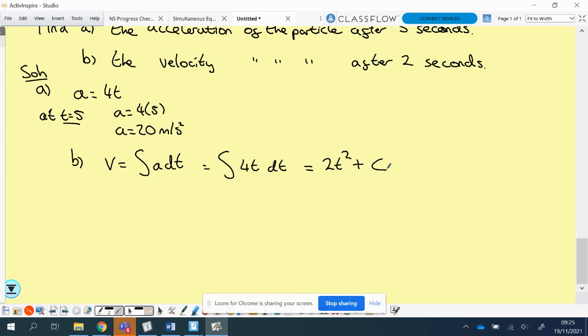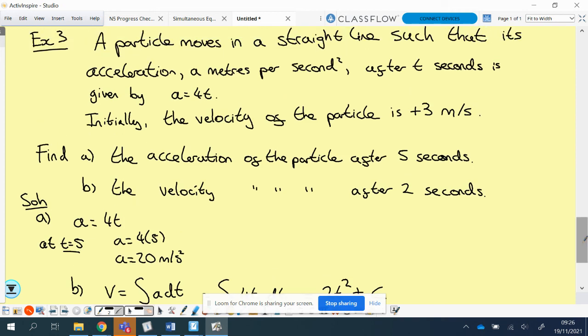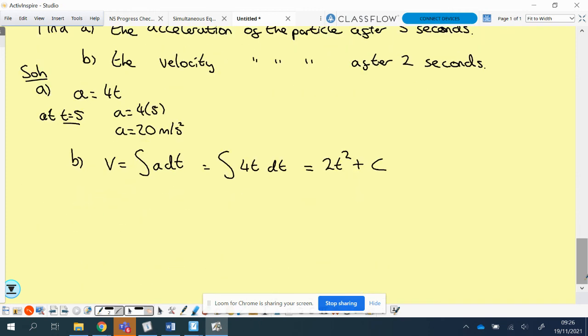Now, if we wanted to substitute in the value for 2 seconds, you're going to see I'm not going to get an answer straight out yet, am I? Because I'm going to have this constant that I still need to work out. That's where the initial data came in. So we did know that initially the velocity of the particle was plus 3 metres per second, which means here that at time equals 0, I know the velocity was 3. Okay, because initially means at the very, very start.